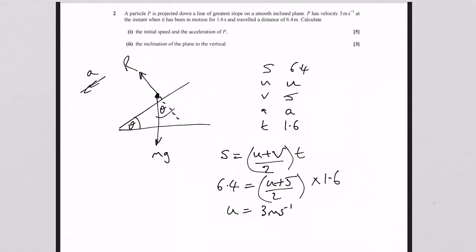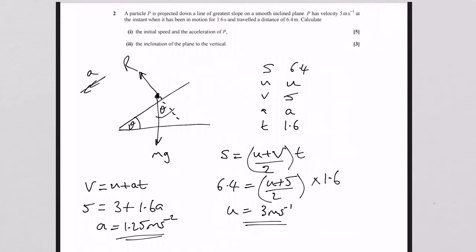Then the other equation that will get us A, well, there's a choice. We could use, for example, V equals U plus AT. So if you use that, we've got 5 equals 3 plus 1.6A. Solving that gives you A is 1.25 meters per second squared. So that's the answer for part 1.